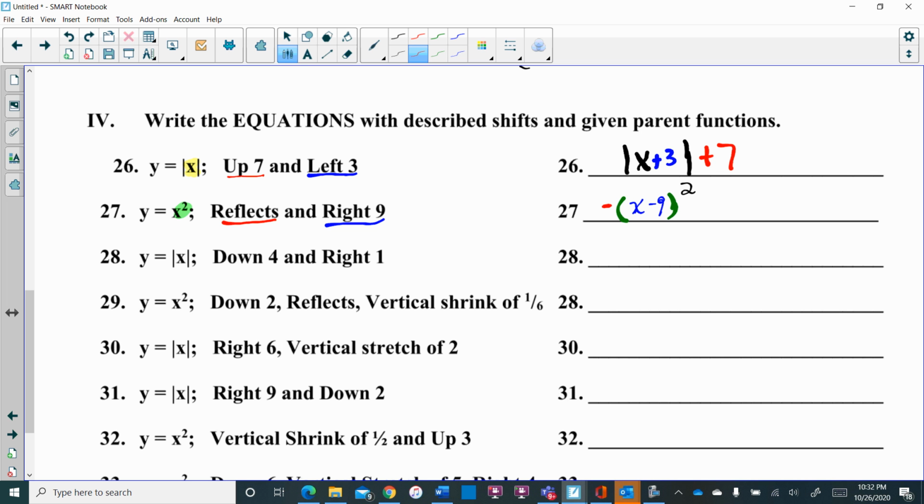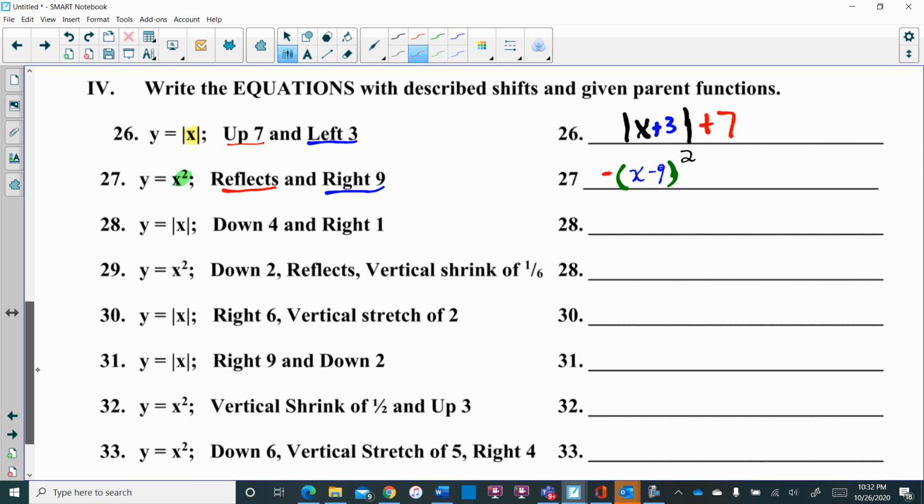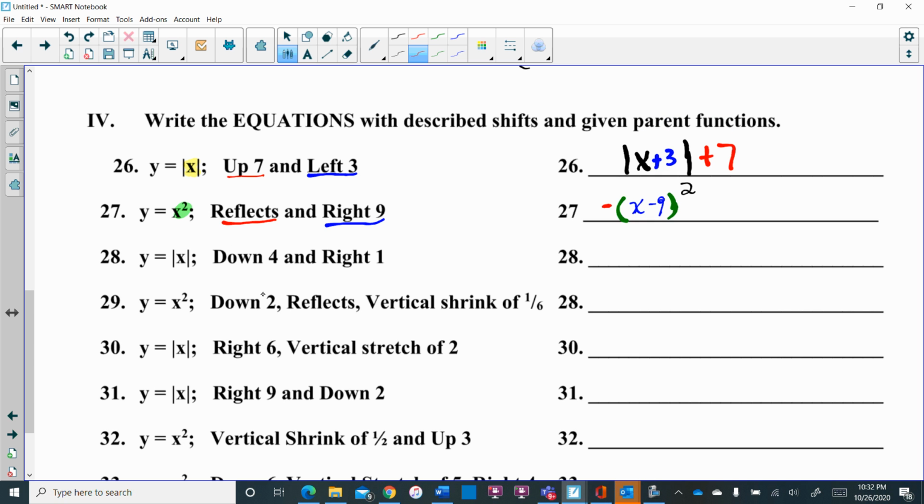What I want you to do is practice. Can you take the keywords? This is down 4 and to the right 1, and we're doing that to an absolute value. Can we write the equation for that? I know we read left to right, but when I write the equation, I tend to go in reverse order, so I show the right one first. That would be x minus 1, and then down 4 would be minus 4 on the outside.